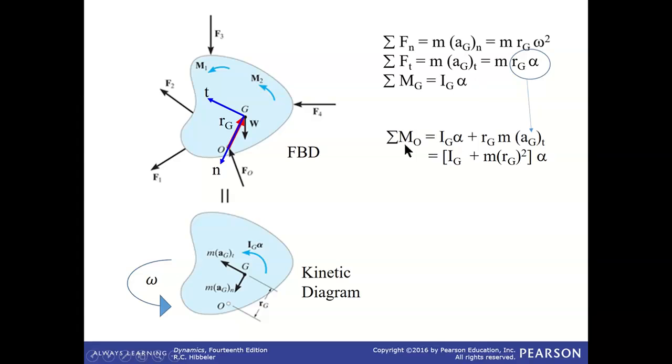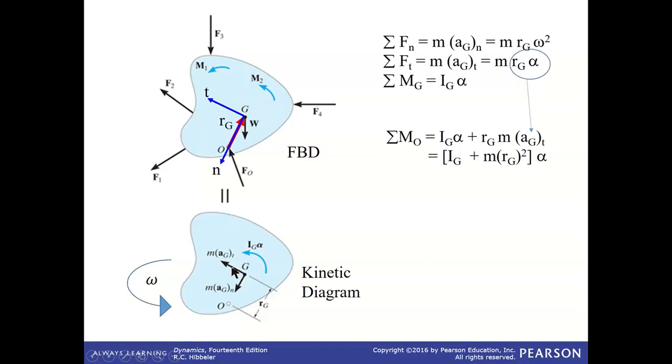So now we need to change this equation to one where we sum all the moments about point O, because point O is our point of rotation. So the sum of all the external moments about point O, which is obtained from this diagram, is equal to the right hand side obtained from the kinetic diagram, where it's Ig alpha, that is mass moment of inertia with respect to mass center multiplied by angular acceleration, plus this component, which is called kinetic moment because of the resultant force.